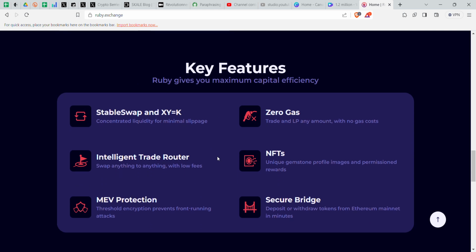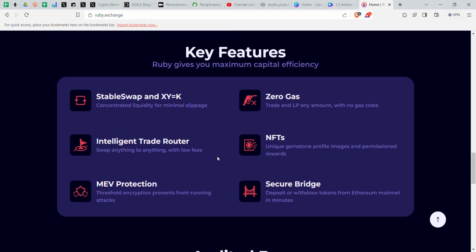So let's check out some key features of Ruby Exchange. Basically, you get maximum capital efficiency with Ruby. There is stable swap and concentrated liquidity for minimal slippage. So on Ruby Exchange, when you're swapping, the slippages are the barest minimum. You know, some DEXs, the slippage is quite high, and this is disadvantageous to users. But when you're swapping on Ruby Exchange, the slippage is relatively low.